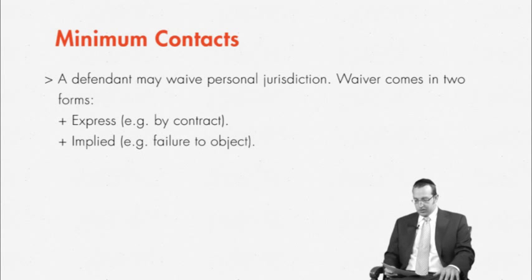Because personal jurisdiction is there to protect the defendant, the defendant has the right to waive jurisdiction. Waiver can come in two basic forms. It can be explicit, such as by contract, which is actually very common, or it can be implied, such as by failure to raise personal jurisdiction at the proper time, in the proper manner, using proper procedures, which we'll talk more about later.